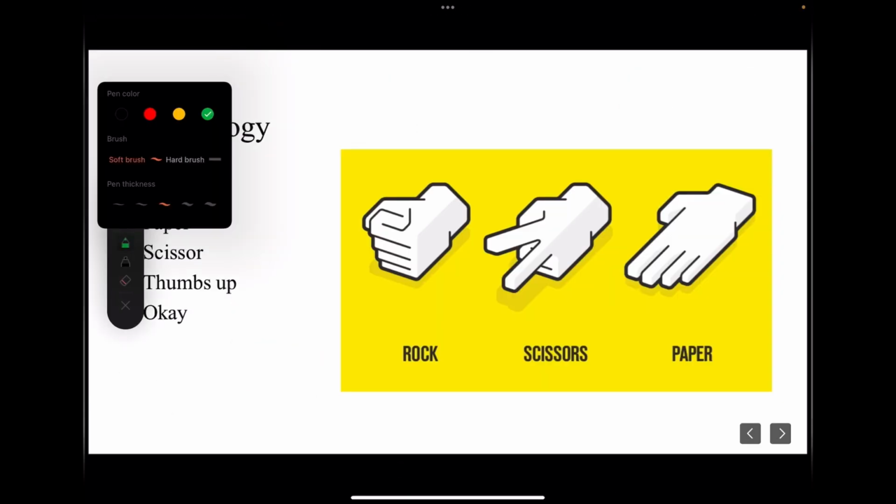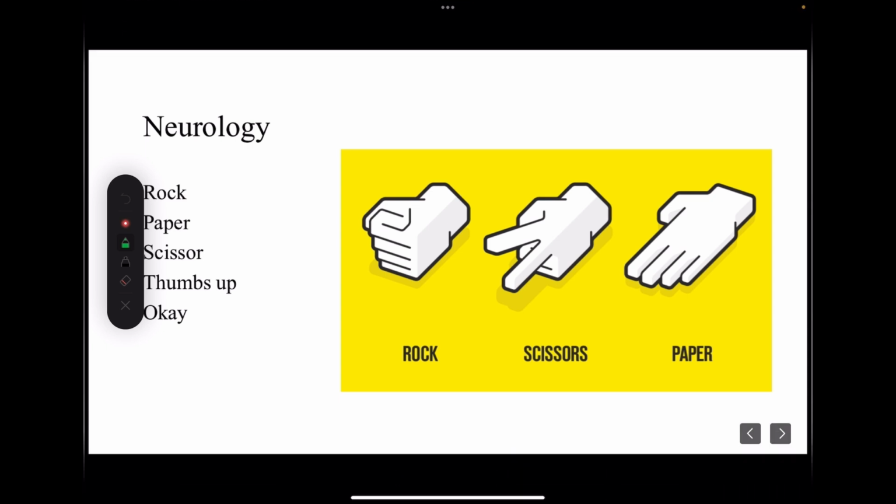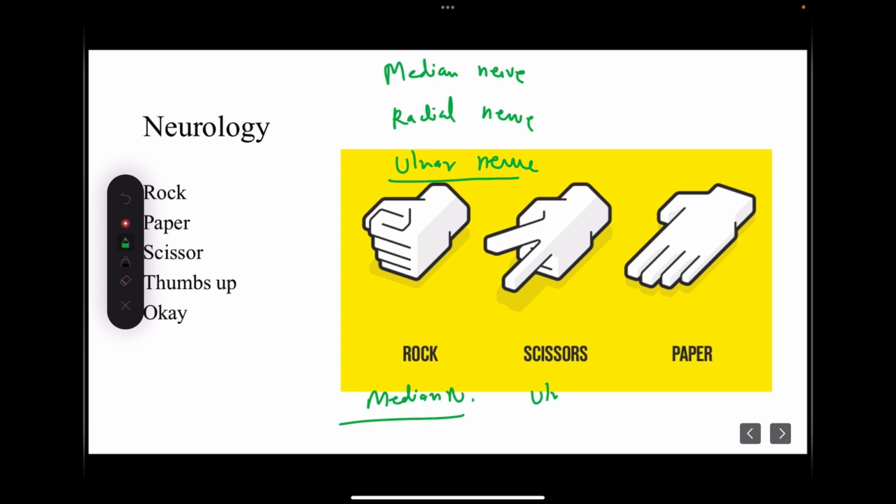Whenever a child with supracondylar humerus fracture presents to us, we should always assess for the neurology. So what all nerves can be injured in supracondylar humerus fracture are either median nerve, radial nerve, or ulnar nerve. So we play this game with the child of rock, paper and scissors. Whenever the child is making a rock, we are testing for median nerve. Whenever the child is making scissors, we are checking for ulnar nerve. And whenever the child is making a paper, we are looking at radial nerve.